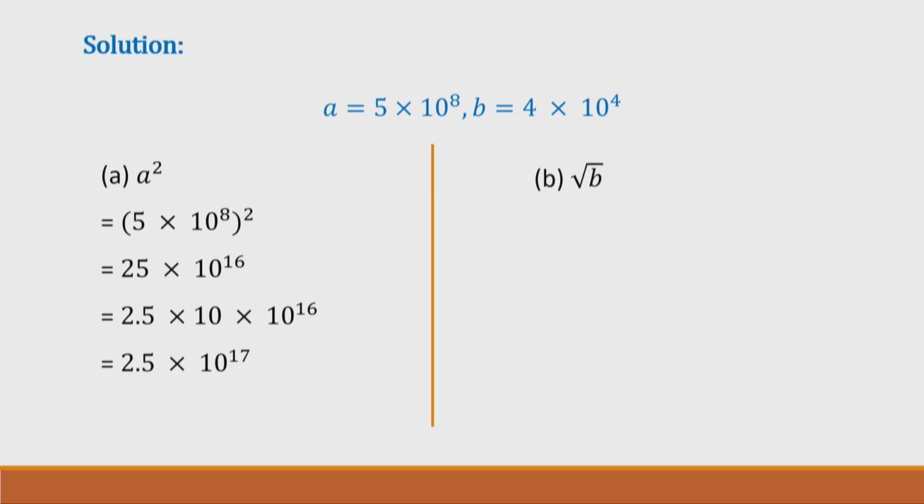Part B, square root of B. So square root of B means square root of 4 times 10 to the power of 4. Now square root of 4 is 2, and 10 to the power of 4 to the power of half. So square root means power half. Simplifying, I get 10 to the power of 2. So square root of B will be equal to 2 times 10 to the power of 2.